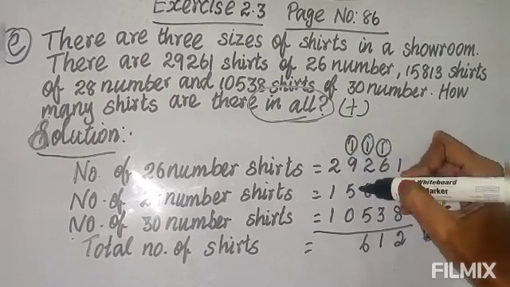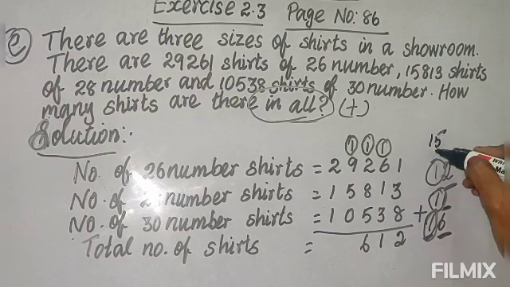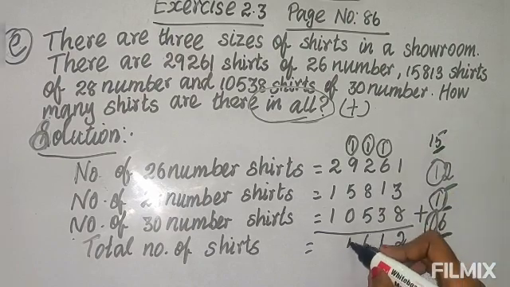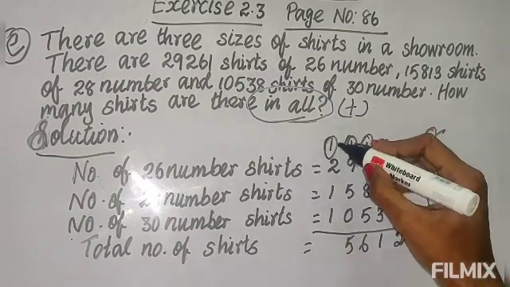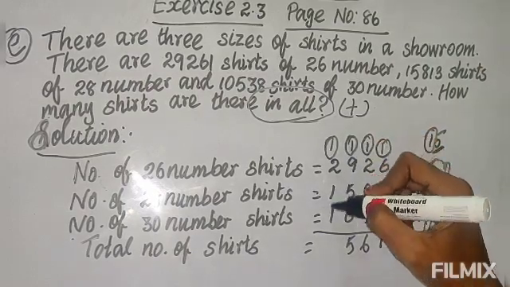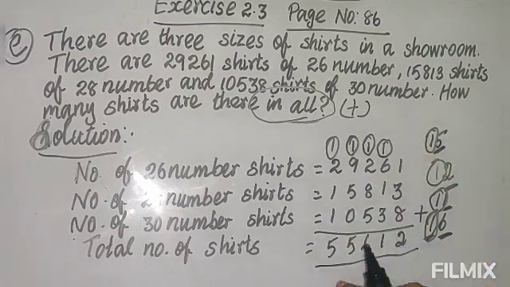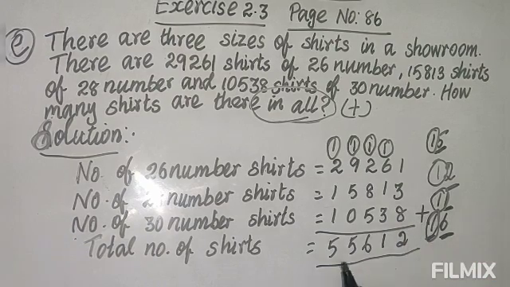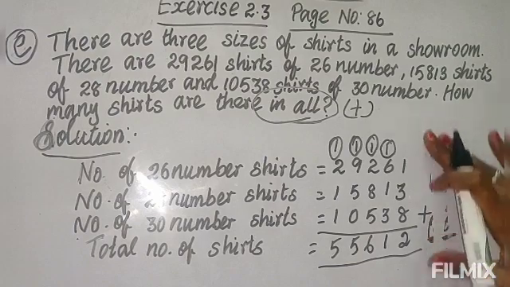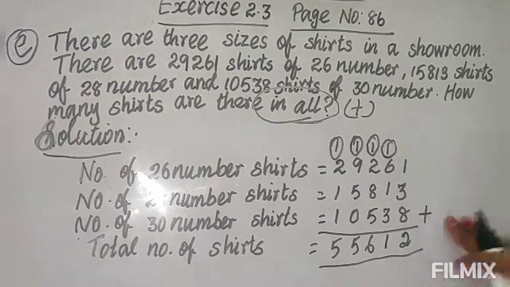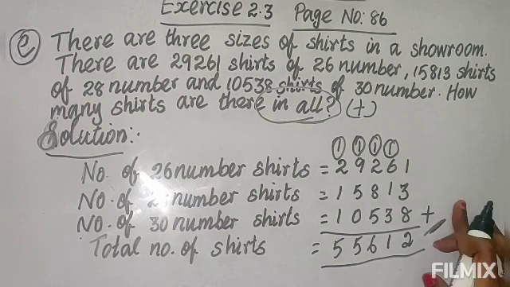9 plus 1 is 10, 10 plus 5 is 15. So 15 also double digits, so only the right side 5 you will write here, and this 1 you will carry to the next place. Now 2 plus 1 is 3, 3 plus 1 is 4, 4 plus 1 is 5. So total number of shirts are 55,612. This is the way you have to complete the answers. And another thing, this symbol also you must write, whether you have written addition or subtraction, this symbol also you have to show.